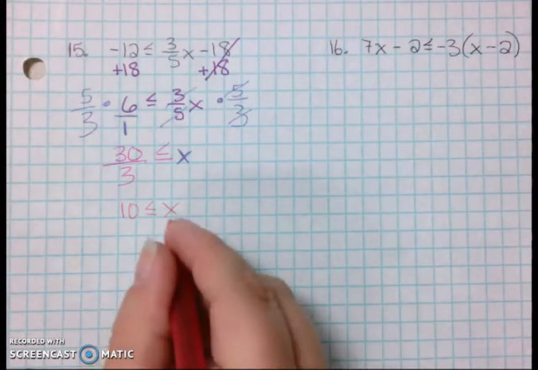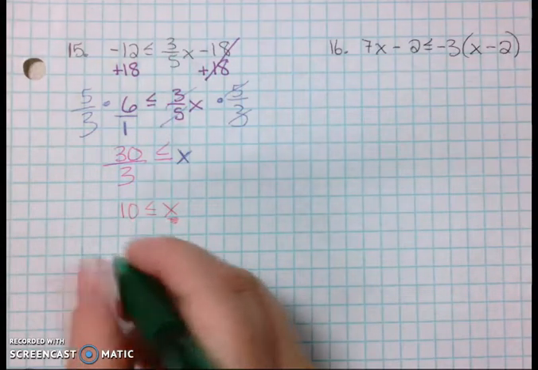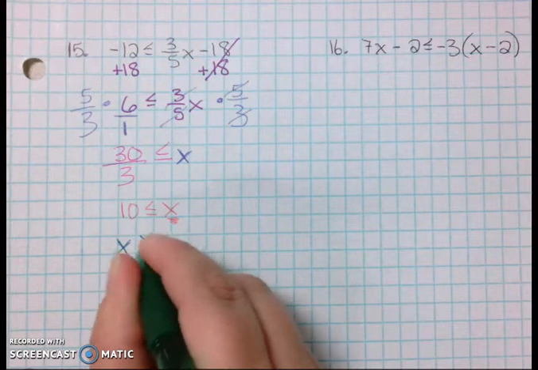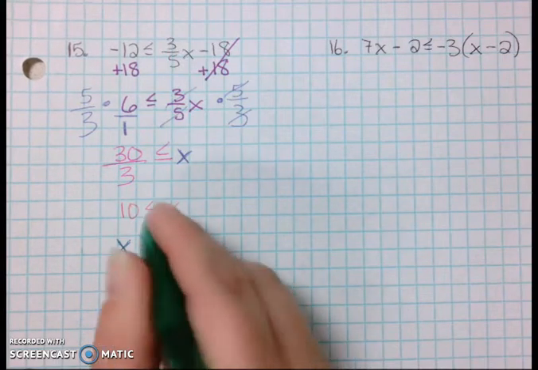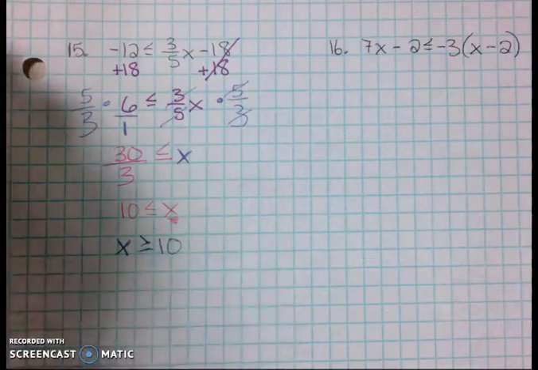Alright, now our variable is on the right. We need to flip it so we don't accidentally do our graph backwards, remember? So I move the x, flip it over to this side, and that means I have to flip my sign as well. I flip the whole thing around. So really this says x is greater than 10. There we go. X is greater than 10.